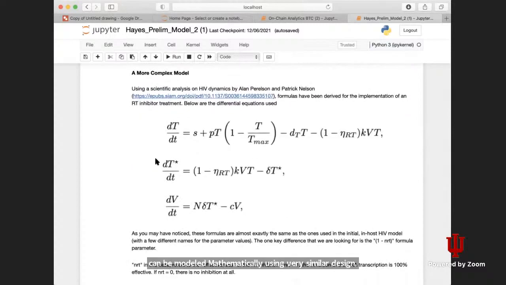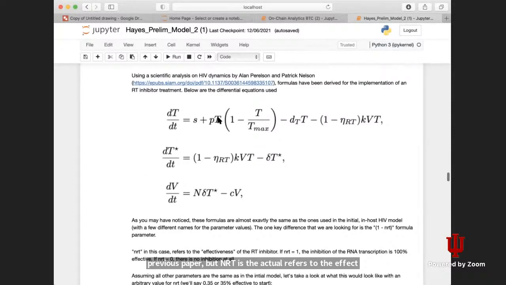We didn't discuss these differential equations in our presentation much, but this is from the second paper. We have the NRT, and this is the same three differential equations as used in the previous paper, but NRT refers to the effectiveness of the RT inhibitor. If NRT equals one, then the inhibition of RNA transcription is 100% effective. If it's zero, then there is no inhibition at all.